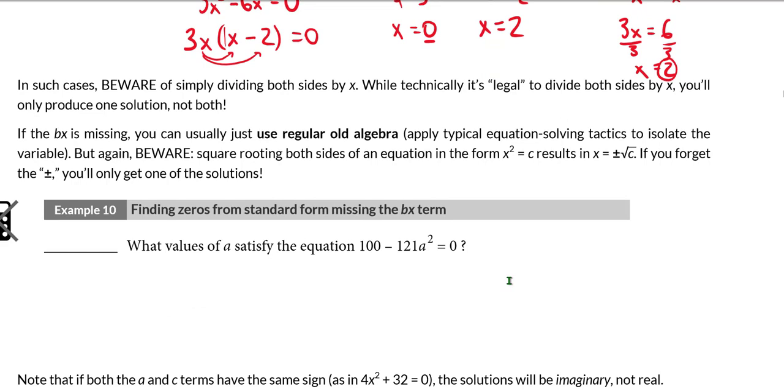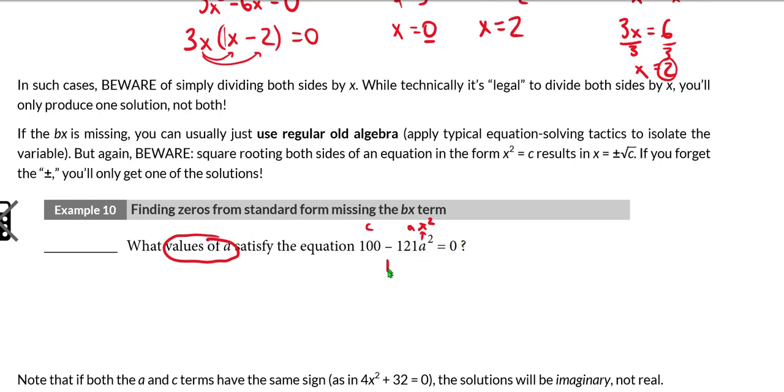If the middle term, the bx term, is missing, so we have what looks like an ax squared term. Obviously, in this case, the a is our x. And we have a c term. We have a constant term. Usually, regular old algebra will be perfectly acceptable here. What I mean by that is, we need values of a that satisfy this equation. So we need the values of a that will make this stuff on the left equal to 0.